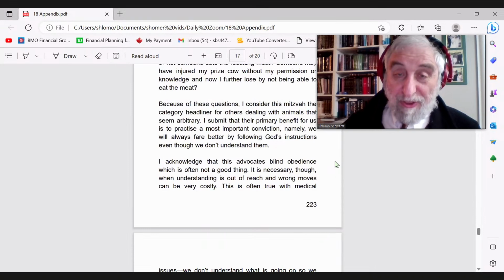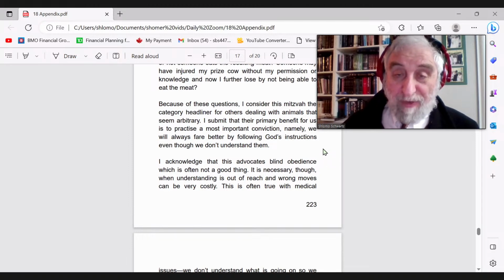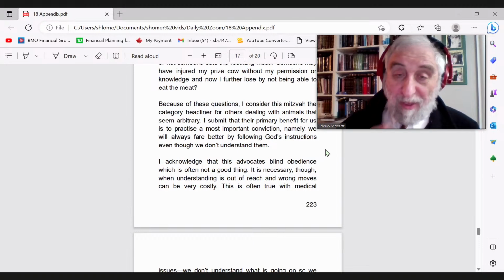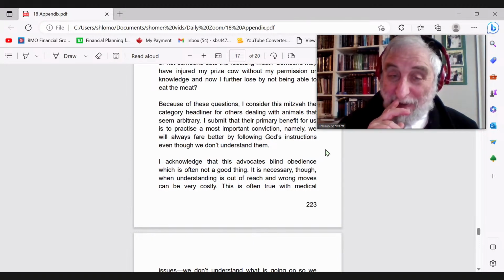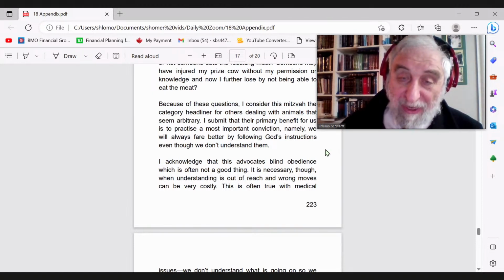Because of these questions, I consider this mitzvah the category headliner for others dealing with animals that seem arbitrary. In other words, for other mitzvahs that deal with animals and seem arbitrary. I submit that their primary benefit for us is to practice a most important conviction, namely, we will always fare better by following God's instructions, even though we don't understand them. I acknowledge that this advocates blind obedience, which is often not a good thing. It is necessary, though, when understanding is out of reach and wrong moves can be very costly.